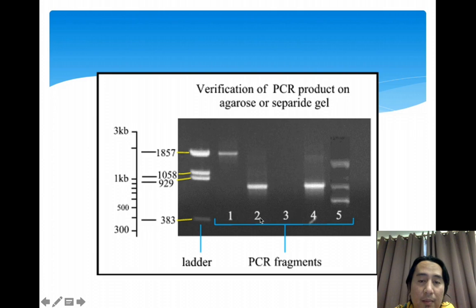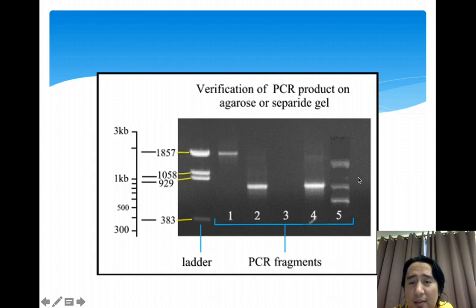If you can see here, the second fragment is thicker than the first fragment, right? This consists of many PCR products as compared to the first one. And the third one, none of them has been amplified, which means that the primers you used are not compatible with fragment number 3. Fragment number 4 is the same as fragment number 2, and if you can see here in fragment number 5, it's not suitable, right?